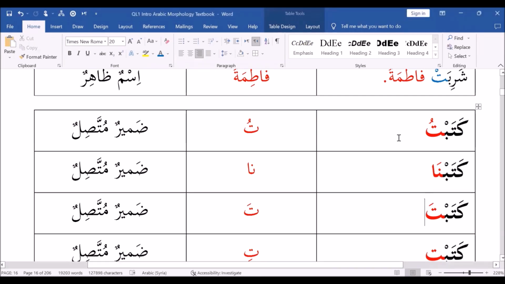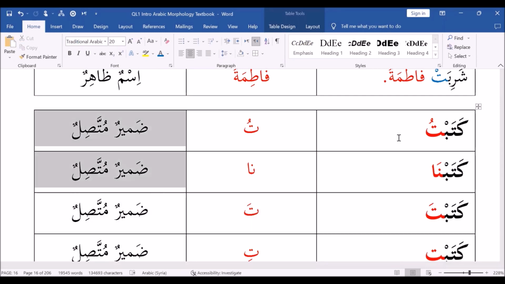Katabta means you wrote, as you learn in An Easy Introduction to Arabic. Ta is the fa'il, which has the same meaning as anta. So tu has the same meaning as ana, na has the same meaning as nahnu, and ta has the same meaning as anta. And all of these are damir muttasil, damir muttasil, damir muttasil.